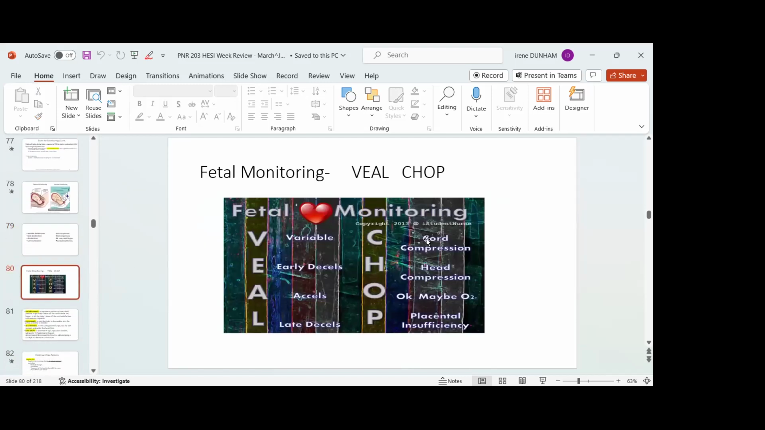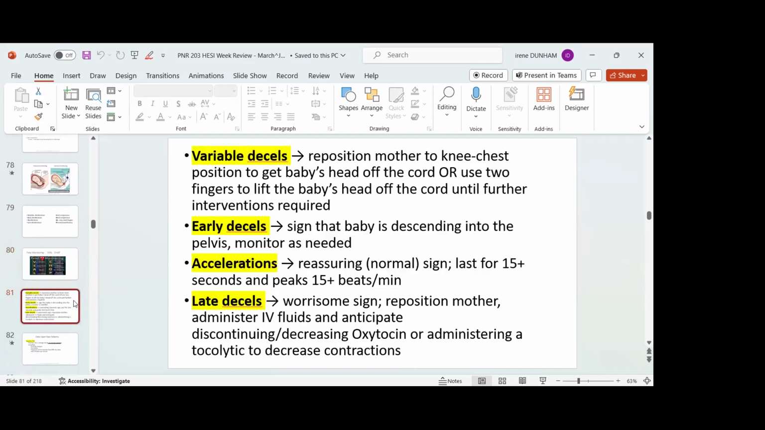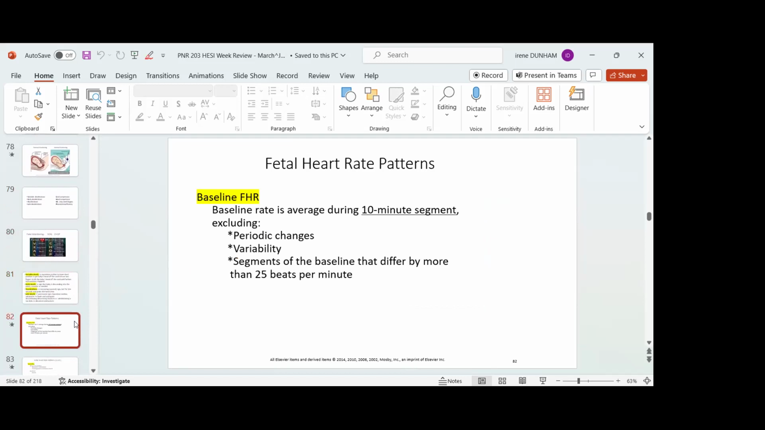And here's a little something I put here for you. It's called VEAL CHOP. They usually maybe have one question on that. And then I wrote out exactly what I just said. Okay. We already talked about baseline, and that's where we're looking at a fetal monitor strip, and it's an average of a 10-minute segment on the strip. Okay.